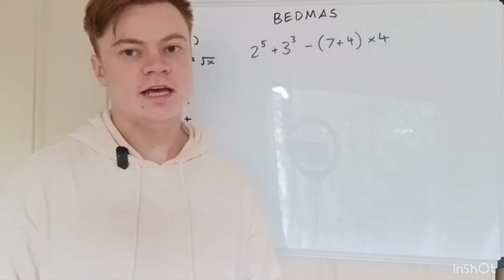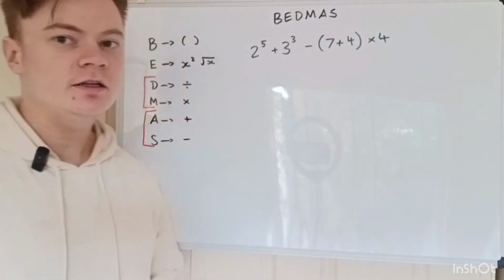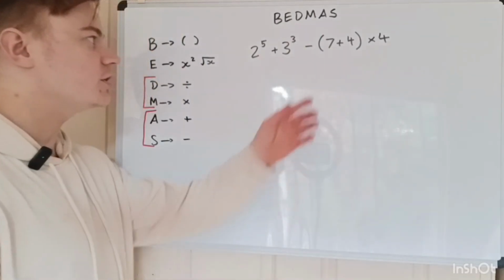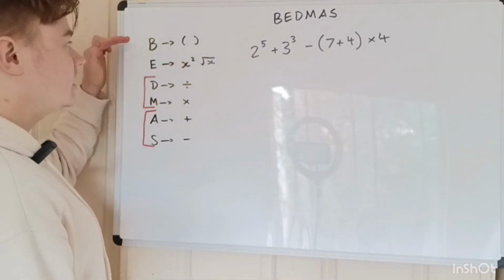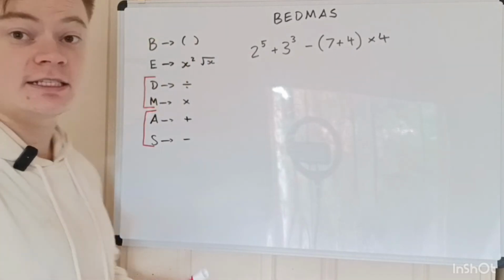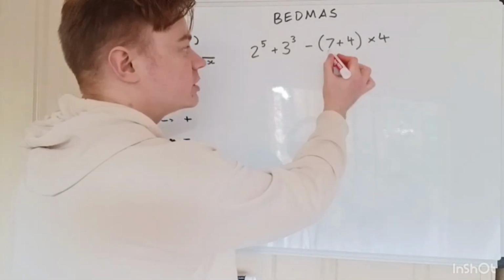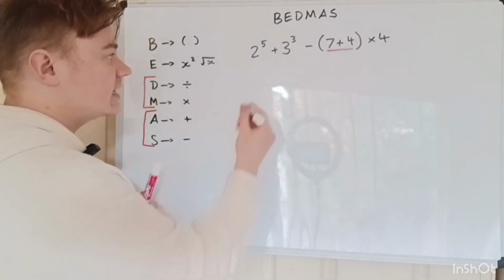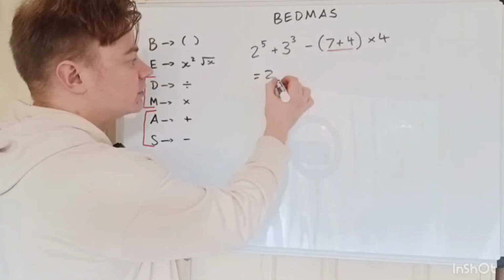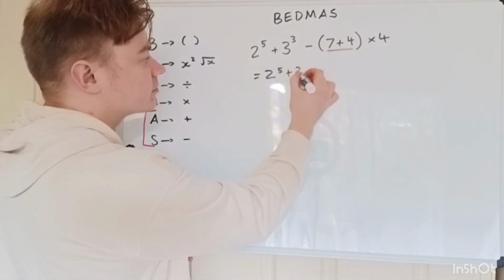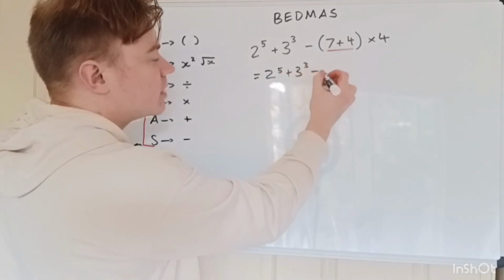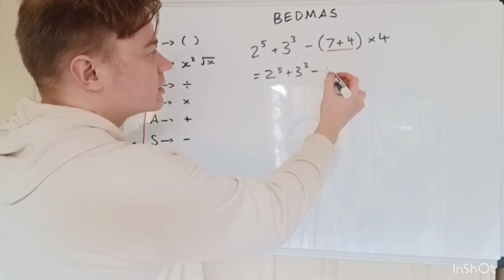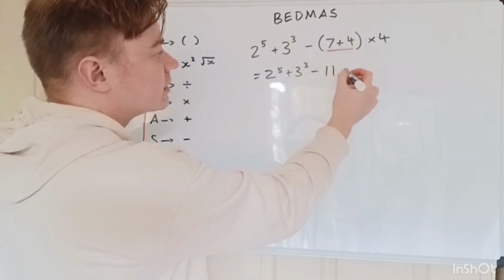Okay, so the next example is on the board. Again, it looks maybe a little bit scary, but I'm going to show you how it's not so scary. So we go down our BEDMAS line again. First is brackets. Do we have any brackets? Yes, we have brackets here. So we do whatever's inside the brackets first. So everything else stays the same. We have 2 to the power of 5 plus 3 to the power of 3 minus, now 7 plus 4 gets us to 11. So we've got 11 times 4.